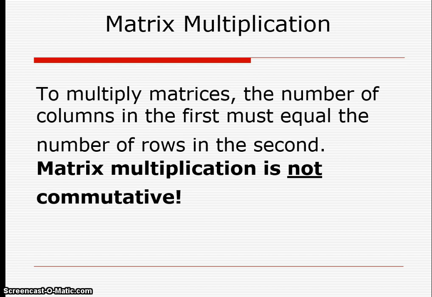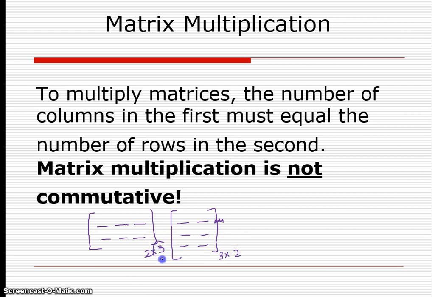Okay, you can also multiply matrices. When you multiply matrices, your number of columns in the first matrix must equal the number of rows in the second matrix. So what that means is, let's say I have a 2 by 3 matrix and I want to multiply it by a 3 by 2 matrix. So this is 2 by 3, this is 3 by 2.